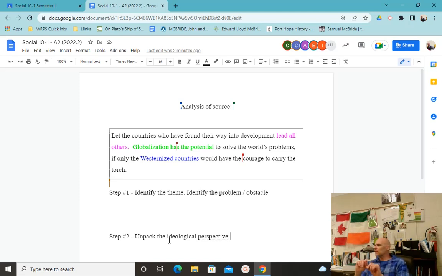Now, through this, we can unpack the perspective of the source. It's presenting globalization as a solution to the world's problems. But it's not a definite. It's a potential solution. And again, the obstacle is perhaps Western countries lacking the courage. That's where we're at so far. Any questions yet? So now we're going to look at some of the other key language.